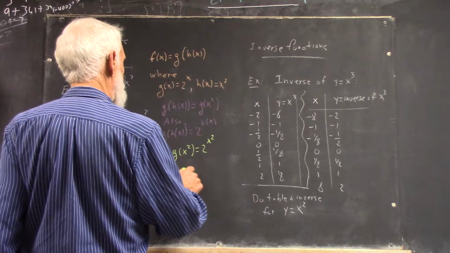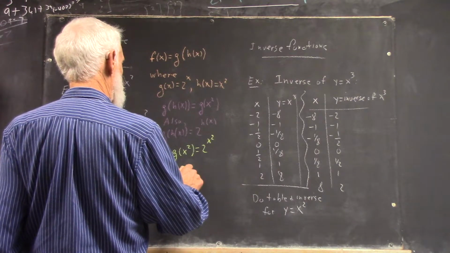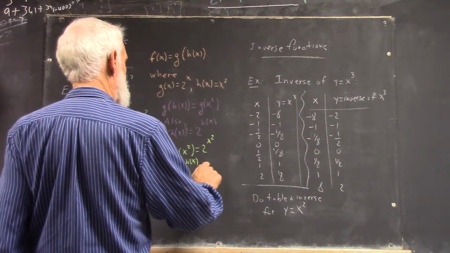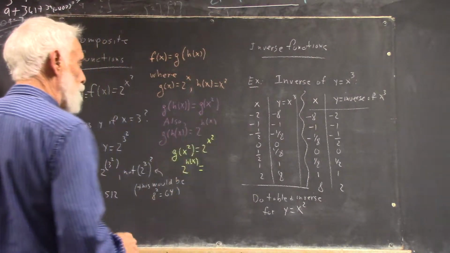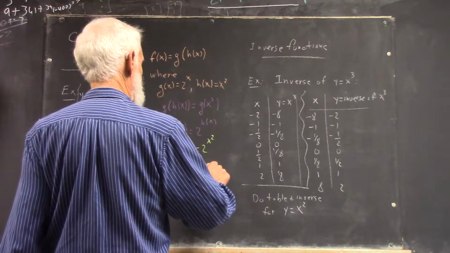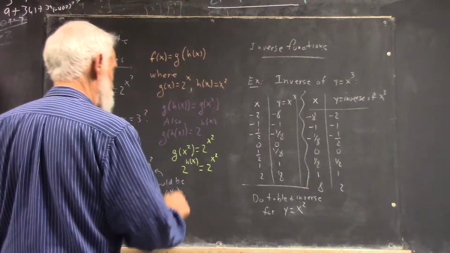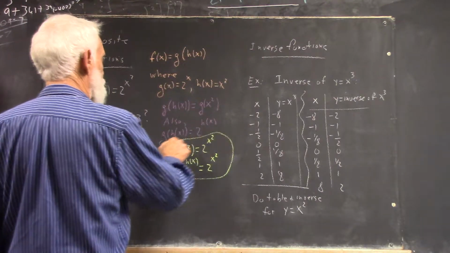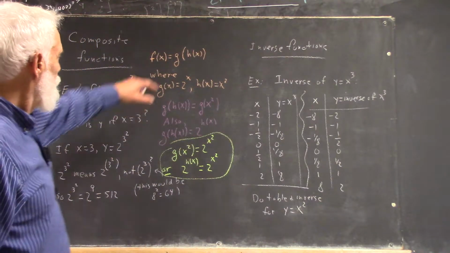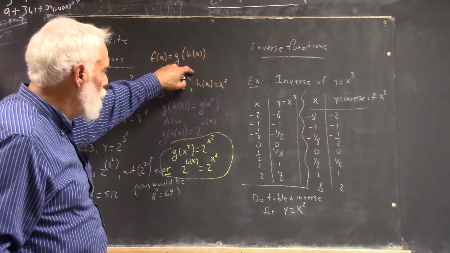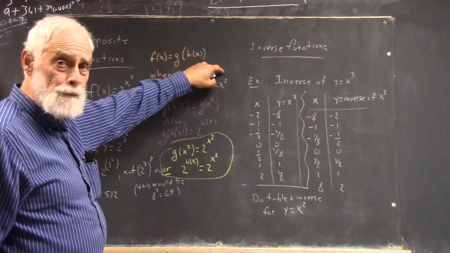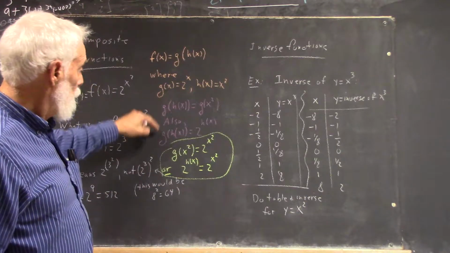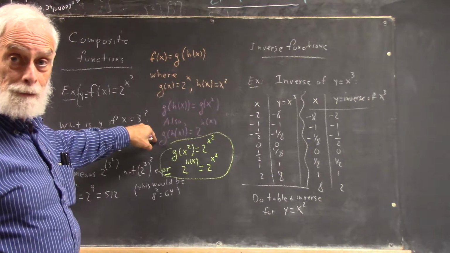Okay. Or you could say 2 to the h of x is, well, h of x is x squared. So that for g of x equals 2 to the x and h of x equals x squared, g of h of x is 2 to the x squared, no matter in which order you do your substitution. Okay?